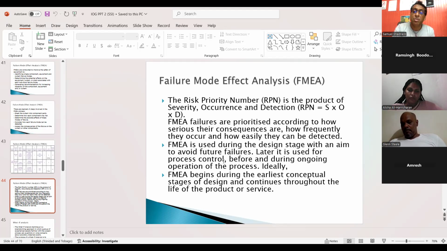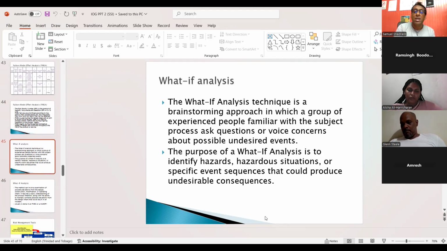FMEA is used during the design stage with an aim to avoid future failures. Later, it is used for process control before and during ongoing operation of the process. Ideally, FMEA begins during the earliest conceptual stages of design and continues throughout the life of the product itself, right?